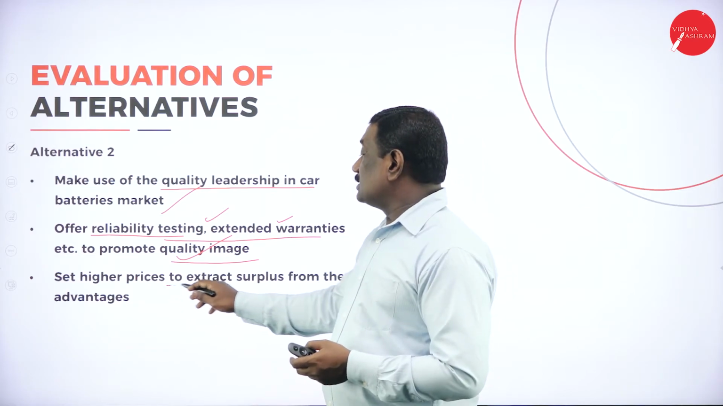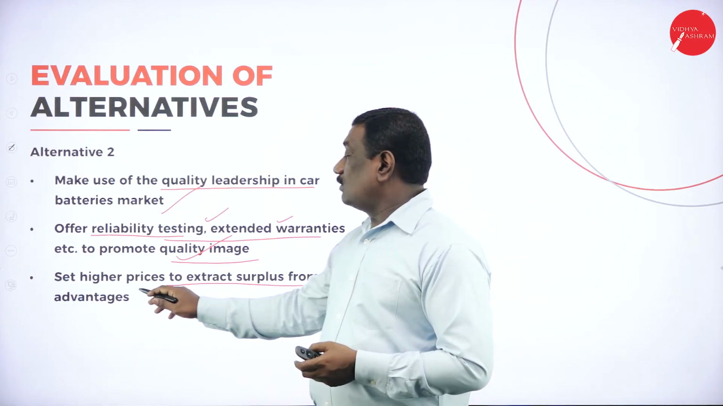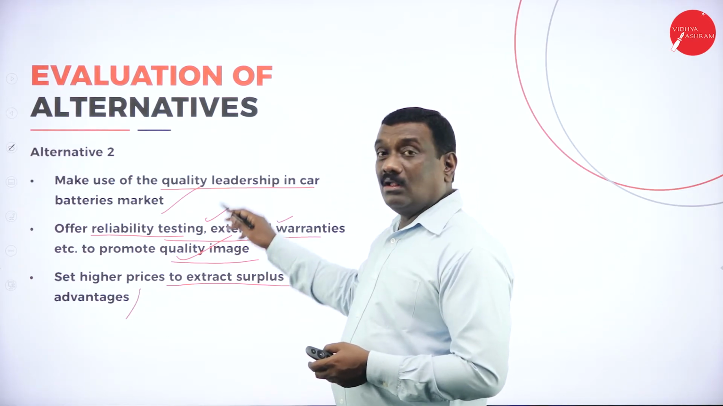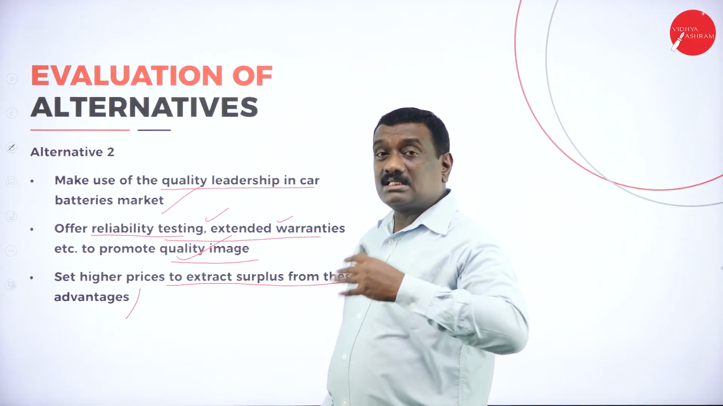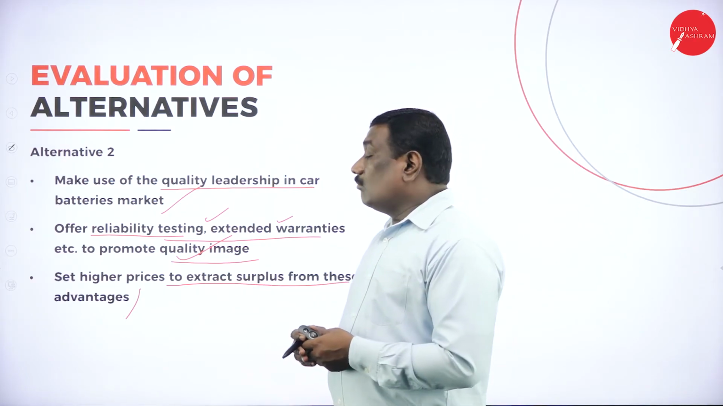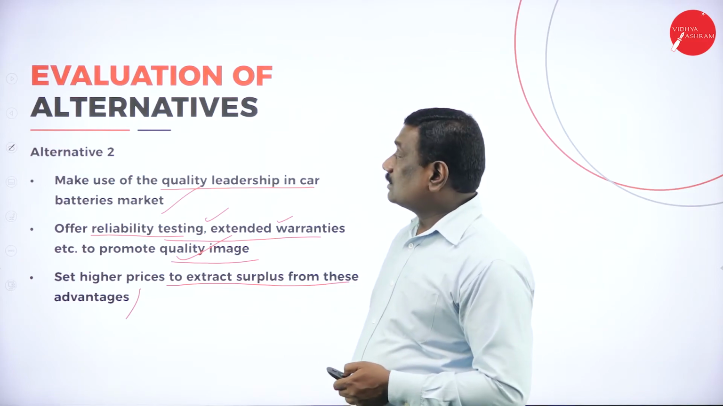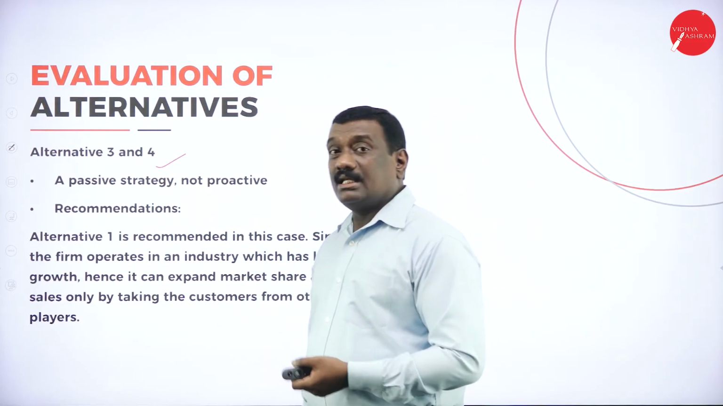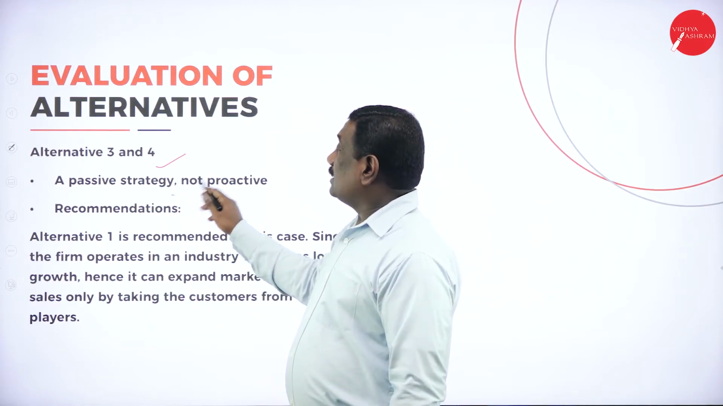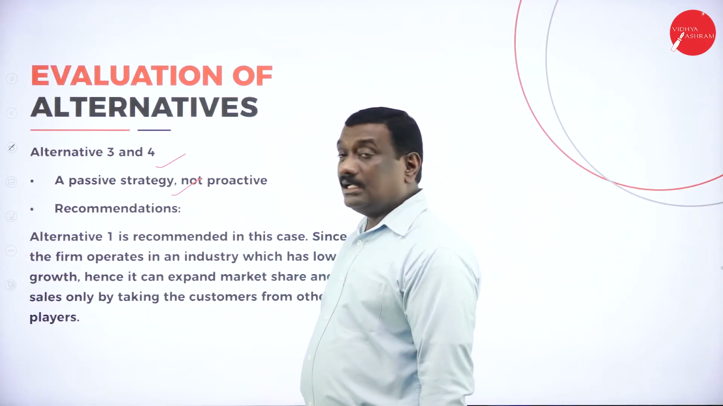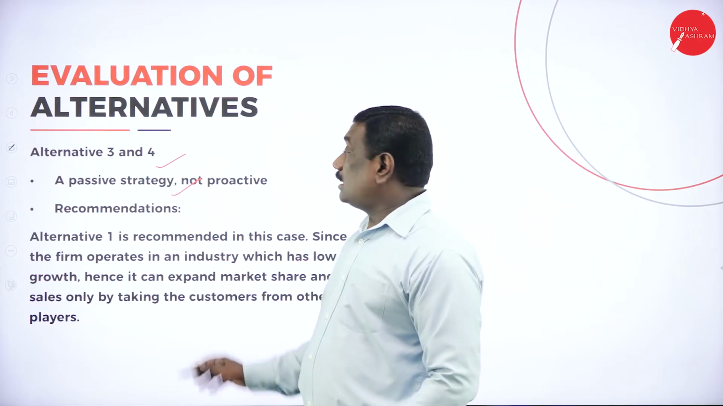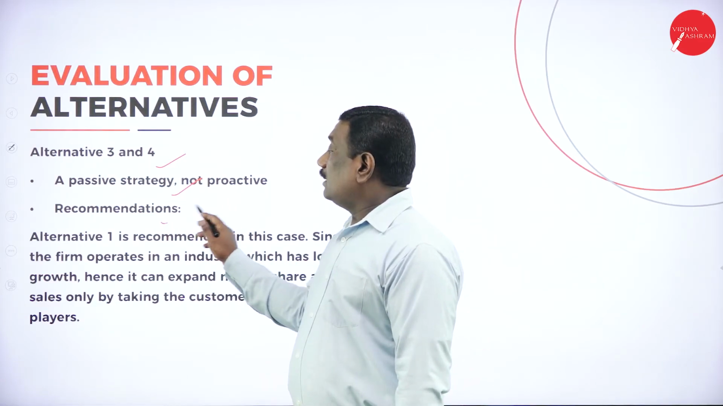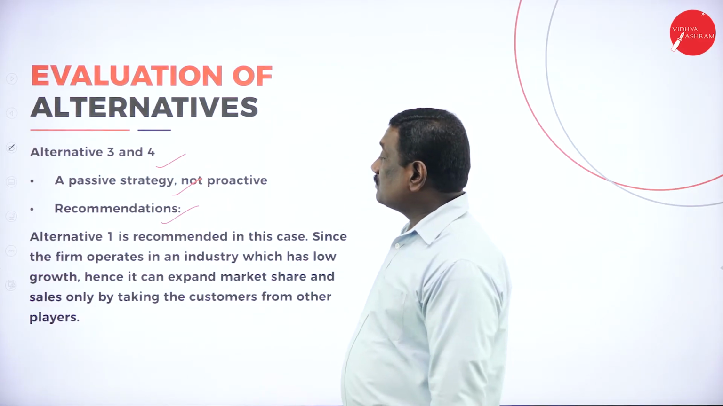Thirdly, set high prices to extract surplus from these advantages. For giving all this, you can surely set your prices high because you are giving a lot of advantages and benefits. Now the third and fourth alternatives are a passive strategy, not proactive. It should be a passive strategy, but it should not be proactive. Then recommendations. What are the recommendations given here?